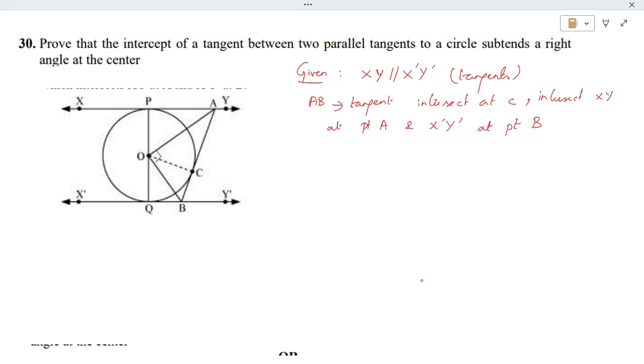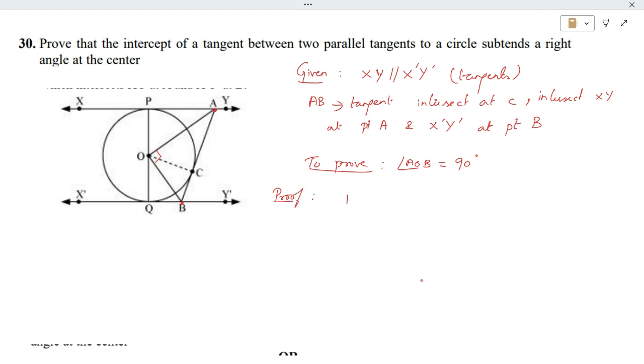So they are asking me to prove angle AOB. Because these are the intersection points of two parallel tangents, right? So angle AOB, making a right angle at the center, is equal to 90 degrees. So what is the proof?